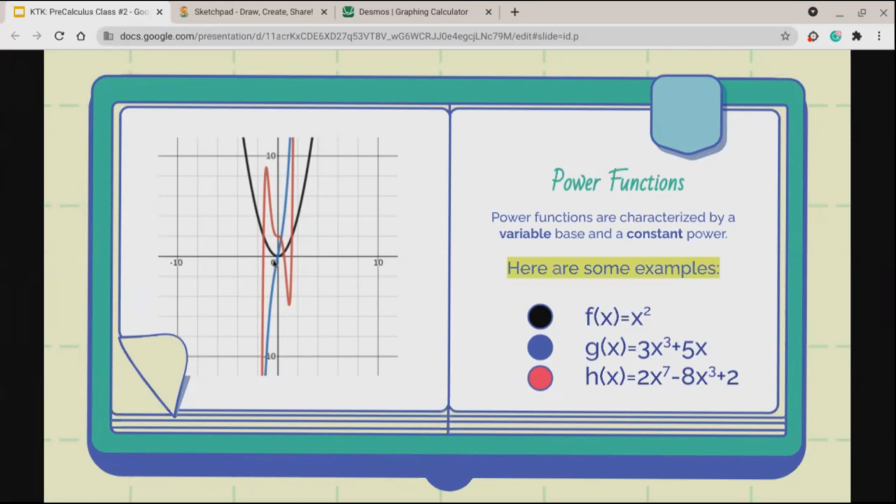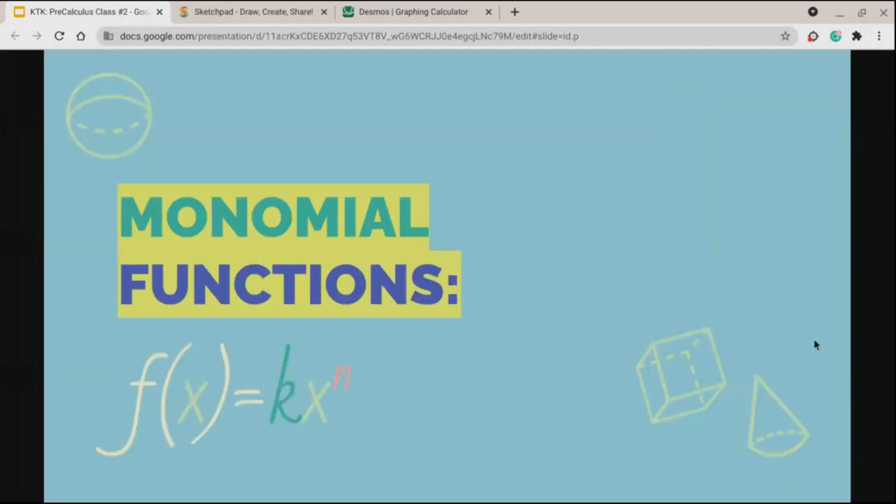Right, so you see none of them have x or y, none of them have a variable in the exponent, and they always have the variable x as the base of the exponent. All right, so these are what we're going to go over first before we get into any of the complicated stuff: the monomial functions, a type of power functions. Monomial functions are in the style f of x is equal to kx to the power n.